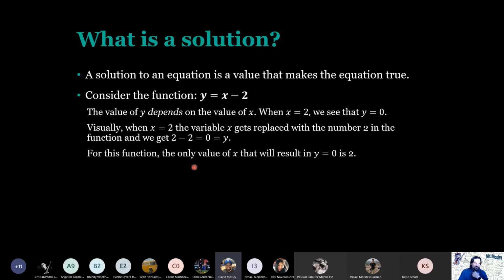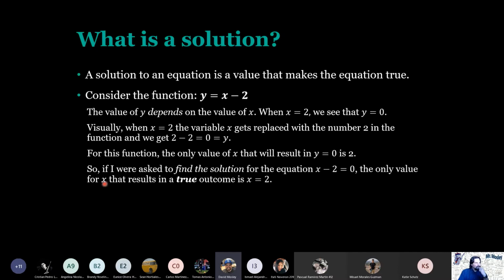For this function, the only value of x that will result in y equaling 0 is 2. There's no other option. There's no other number that, when I put it in this function, will result in y equaling 0. It's the only option. So if I were asked to find the solution for the equation x minus 2 equals 0, the only value for x that results in a true outcome is x equals 2.